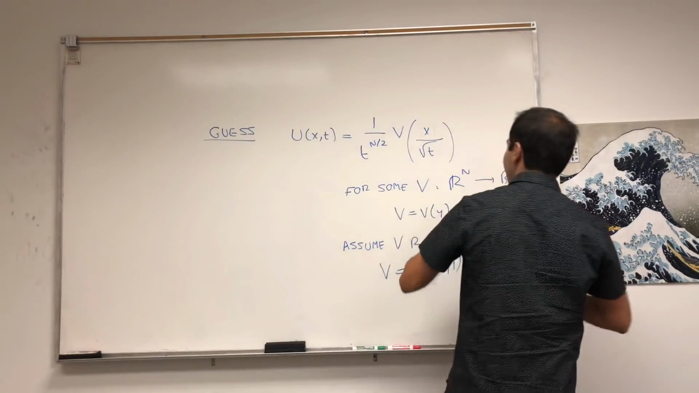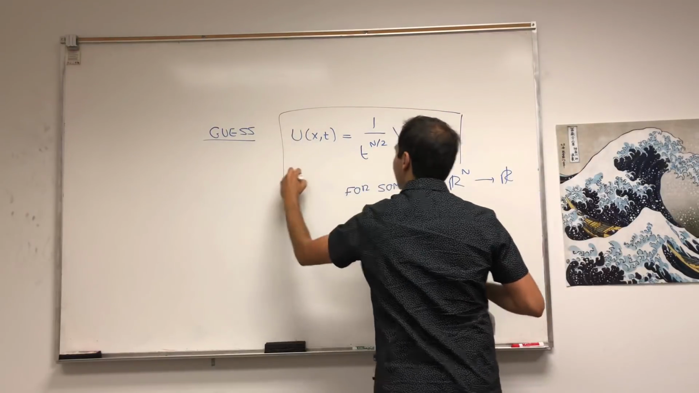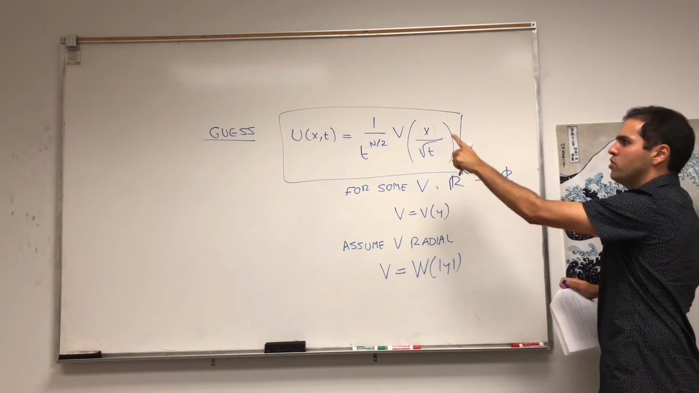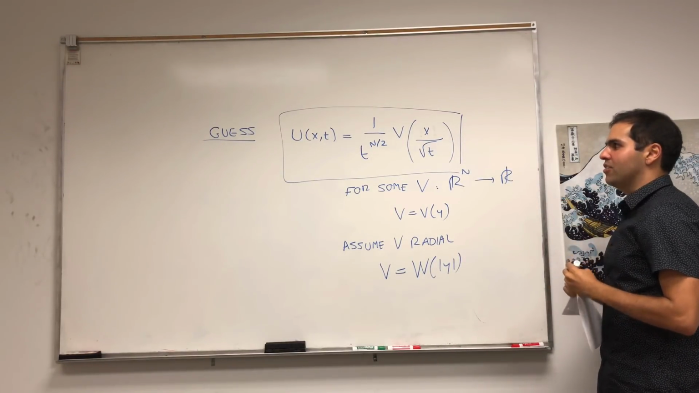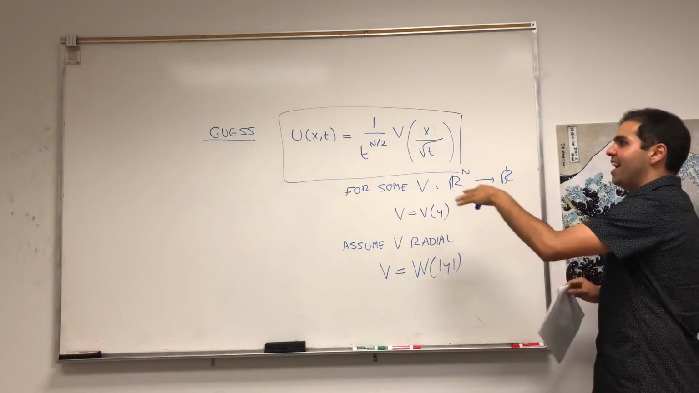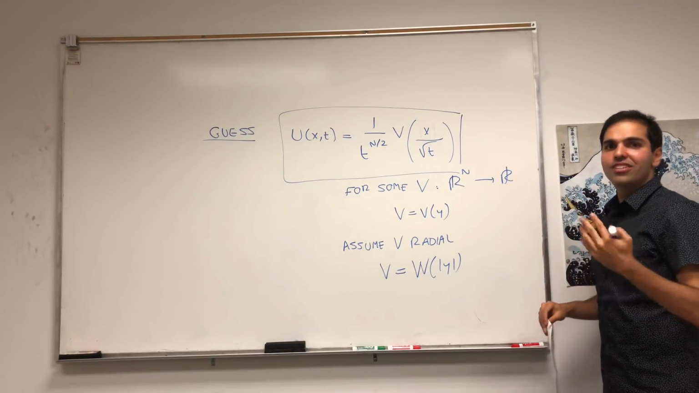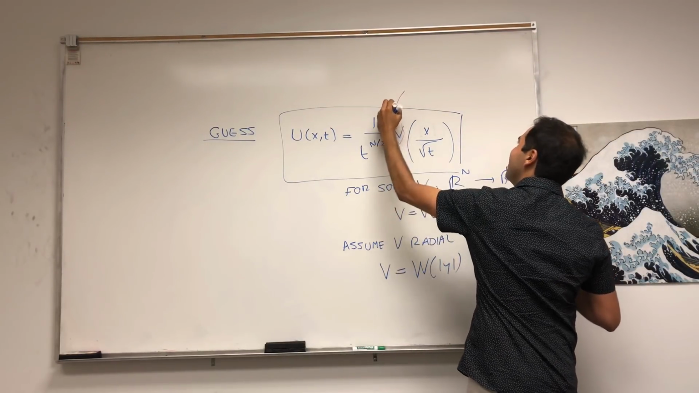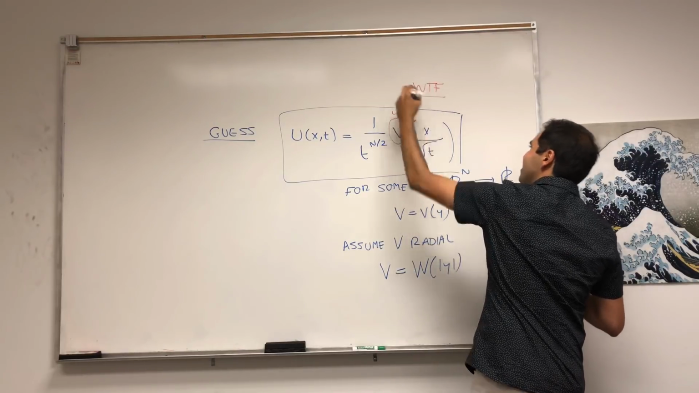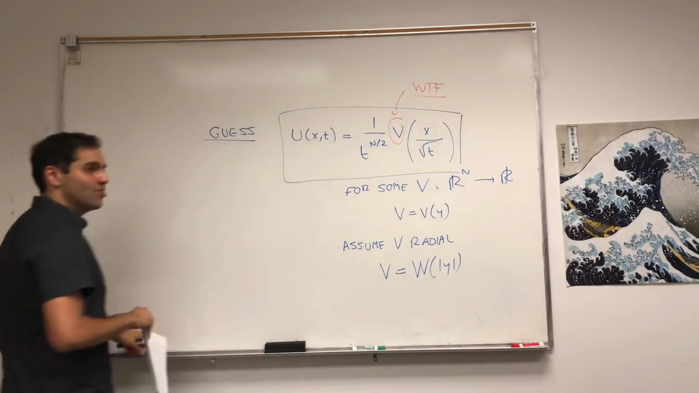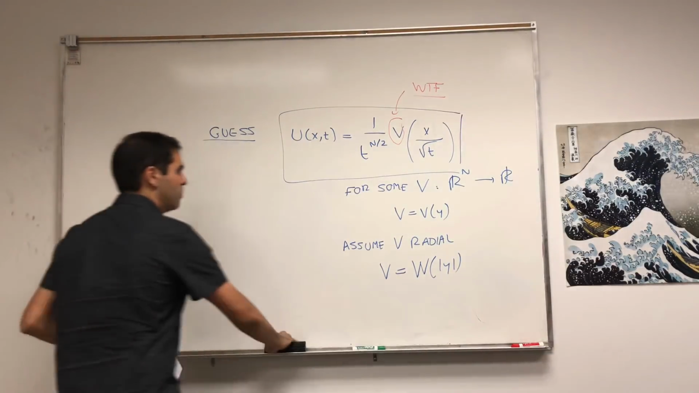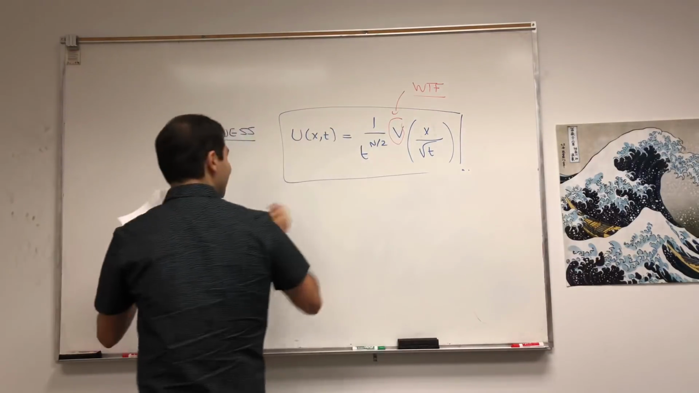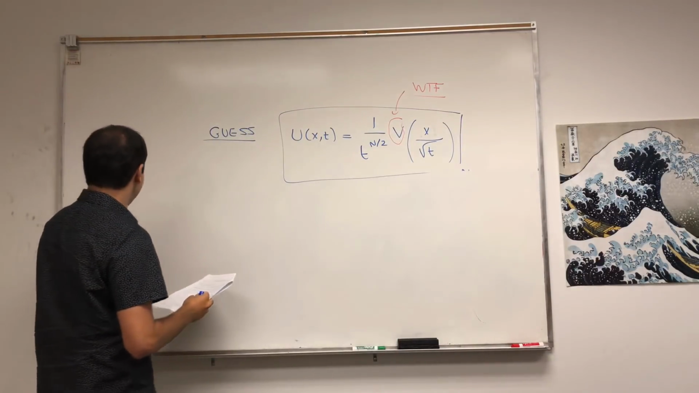So this is our new guess. We're going to guess that u is 1 over t to the n over 2 times v of x over the absolute value over square root of t. And now essentially what we're going to do is find v. So for the next 30 minutes or so, our quest is to find this function, and then we get a solution of the heat equation. Okay, well now that was sort of step 0, the motivation.